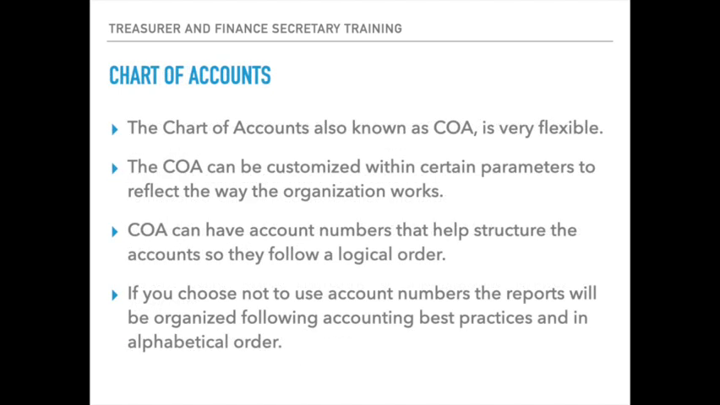The chart of accounts is also known as the COA. It is very flexible. The COA can be customized within certain parameters to reflect the way the organization works. The COA can have account numbers to help structure the accounts so they follow a logical order. If you choose not to use account numbers, the reports will be organized following accounting best practices and in alphabetical order.